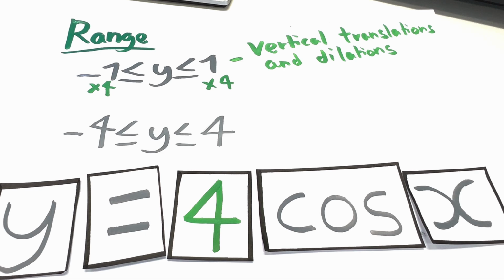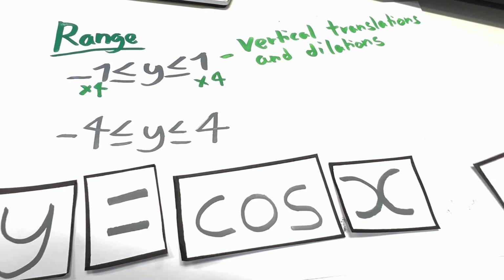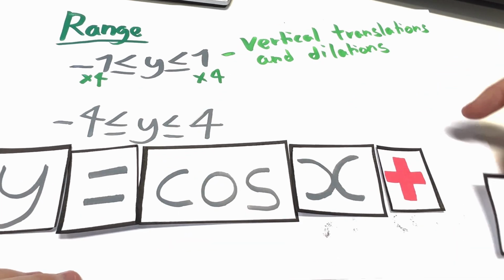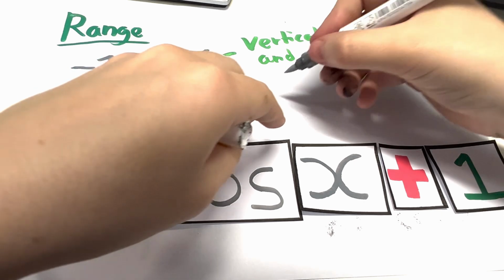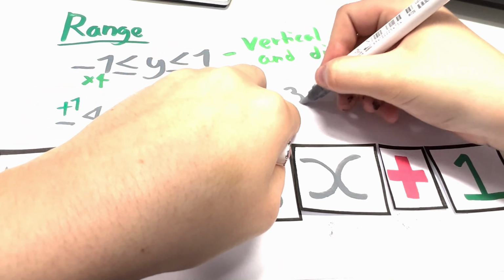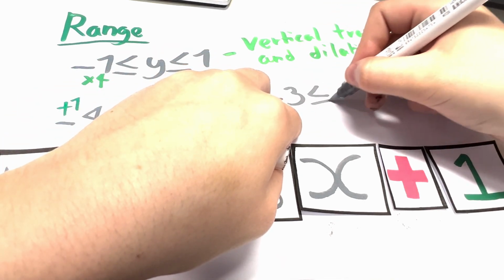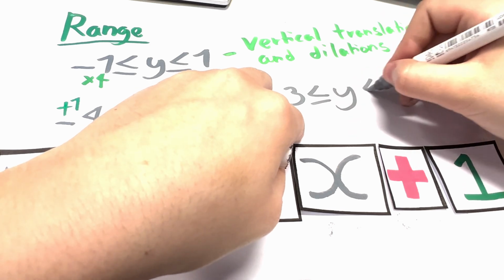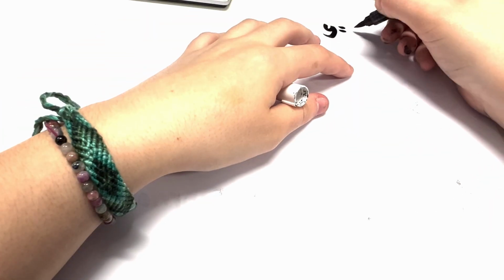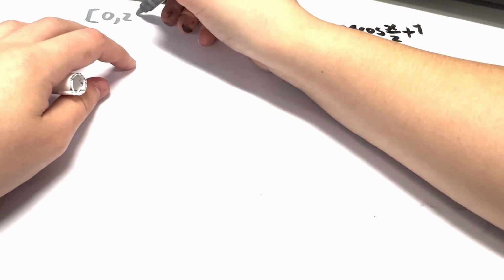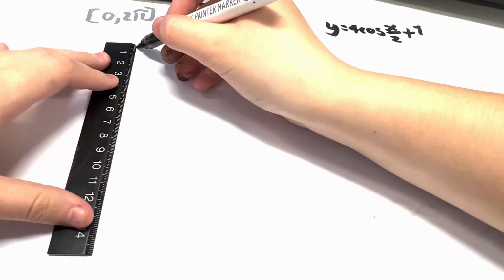But it's not done yet because we need to do one more translation, this one being the center, which is shifting the entire function up by 1 unit. -4 becomes -3, and 4 becomes 5. So the new and final range is -3 is smaller than or equal to y, which is smaller than or equal to 5. Now the question asks us to draw y equals 4 cos x on 2 plus 1 in the domain of 0 to 2 pi.